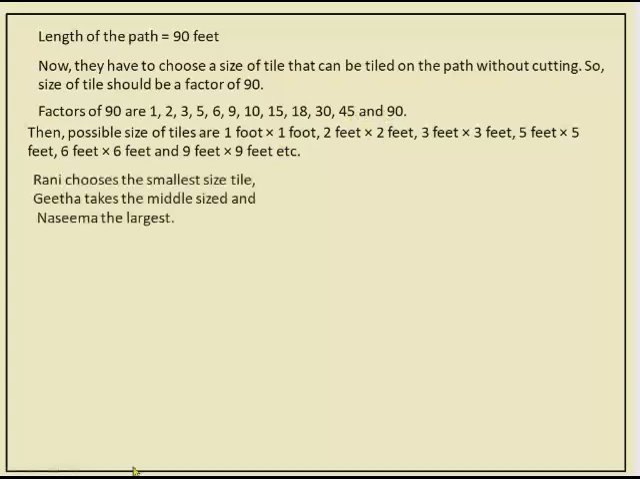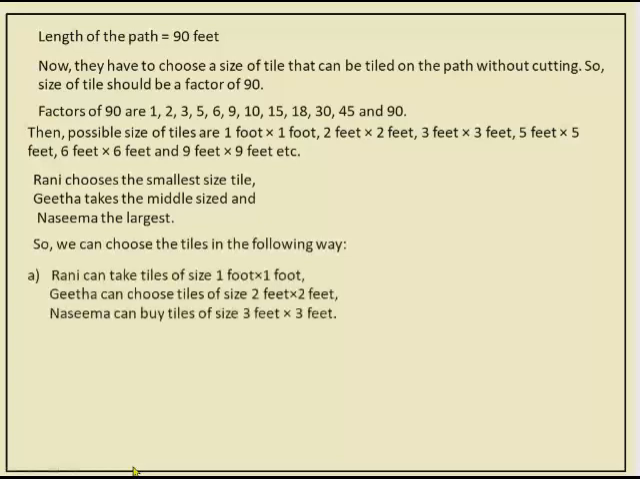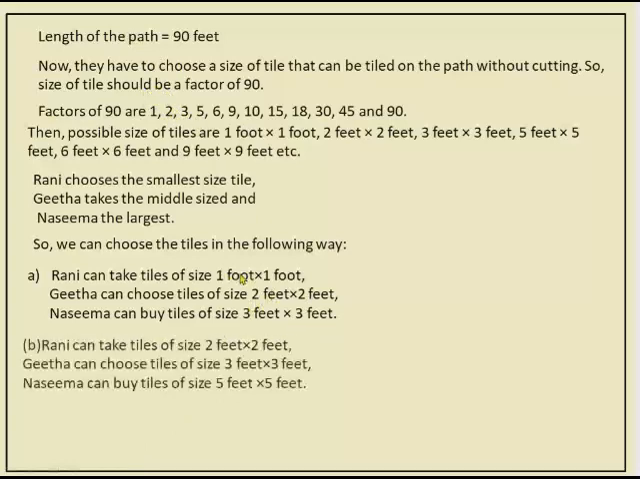So what is given? Rani chooses the smallest size, Geeta takes the middle size and Nasima the larger size. So we can choose the tiles in the following way. Rani can take 1 by 1, next Geeta can take 2 by 2, then Nasima can take 3 by 3. Then this will be the largest, this is the middle and this is the smallest. They asked for 3 options, yes or no?